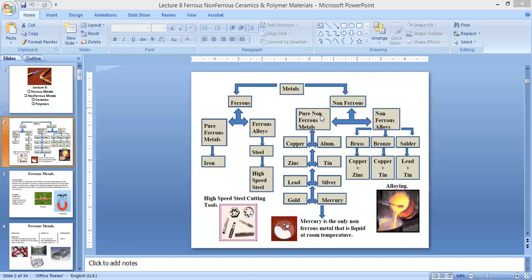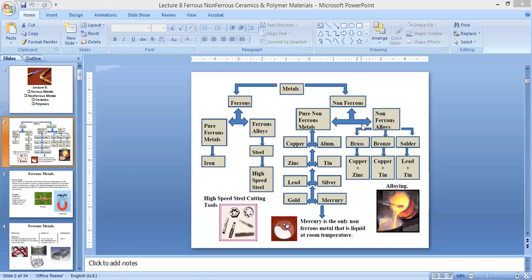Non-ferrous, we have the pure non-ferrous metals. Meaning pure metals that are aside from iron, in short, that's what it means. So pure non-ferrous metals, we mean copper, aluminum, zinc, tin, lead, silver, gold, mercury. Mercury is known as the only non-ferrous metal that is liquid at room temperature. For a while, we used to use it in our thermometers before we realized that it was a hazard to the environment.